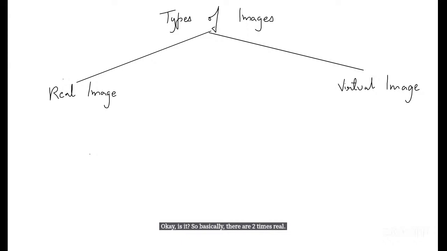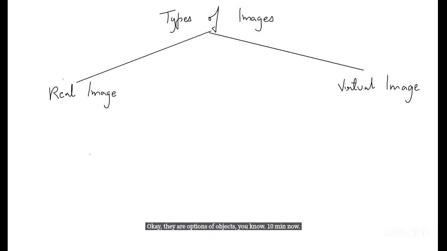Now, imagine we are watching a movie. That image is forming like we are watching a movie screen, or the image is produced on our retina, the retina of a human eye. Those are real images. But what is a virtual image? Virtual images are reflections of objects in a plane mirror.